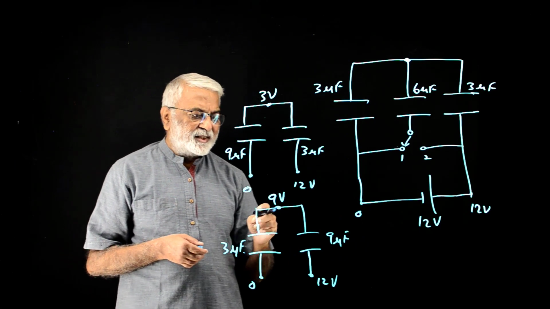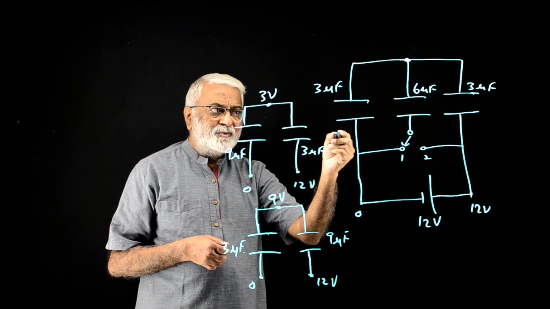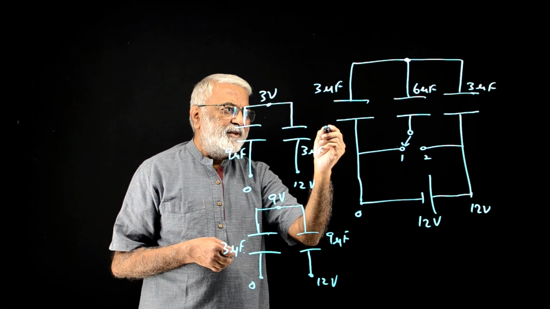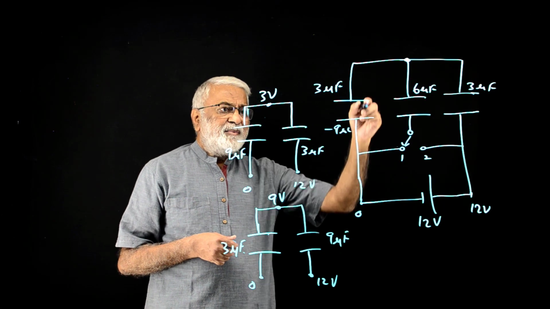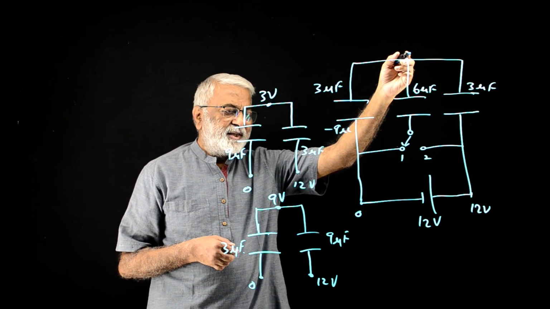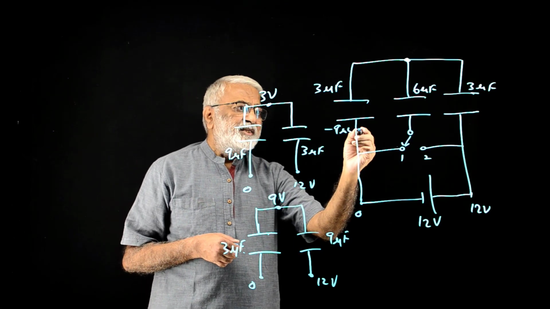What is the charge earlier here? This was 3 volt, right? 0 and 3. This is 9 microcoulombs, minus 9 microcoulomb. This is minus 9 microcoulomb. Now then it became 9 volt, right? 9 volt. So this will be 3 times 9, minus 27 microcoulomb.